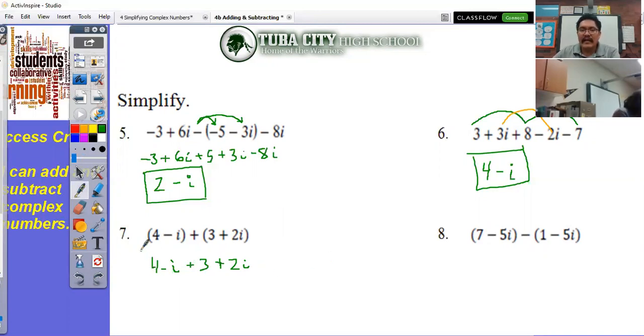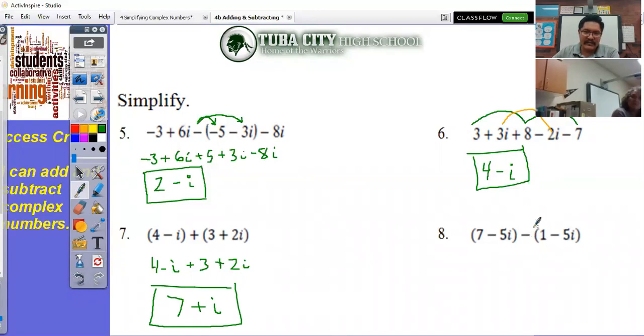Okay, now we combine our like terms, 4 and 3. So we get 7. And 2 minus 1. Wait a minute. No, we need plus i. And again, don't forget these pluses in the middle. And I know this looks like multiplication, but it's not multiplication. There we go, that's more like it. Looks like all the examples on this page have 1i. I don't know, just something I noticed.